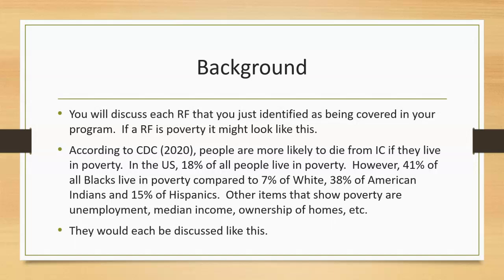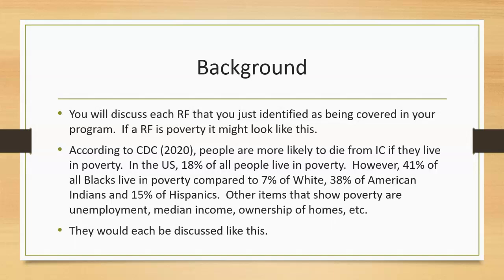The next section is called background. And this is where you will discuss each risk factor that you just listed in the prior section. So here you're going to talk about the risk factors in the exact order in which you listed them in the first part of the paper. So here's an example of how to talk about a risk factor.